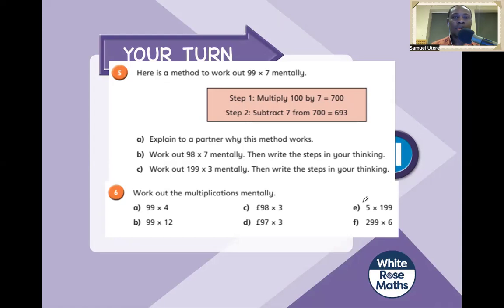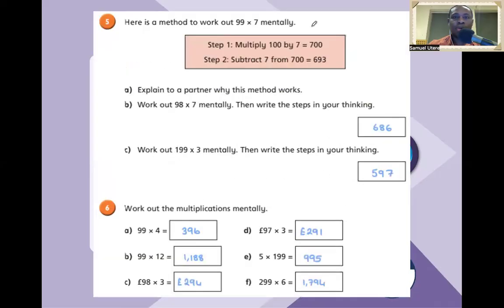Assuming you've paused the video and you've answered questions 5 and 6, here are the answers. Let's discuss them. So here for question 5, you were asked, here is a method to work out 99 times 7 mentally. So first, the person multiplied 100 by 7 and simply subtracted 7 from the answer. Now, explain to a partner why this method works, and then work out 98 times 7 mentally, then write these steps in your thinking. So here, let's just discuss it quickly.